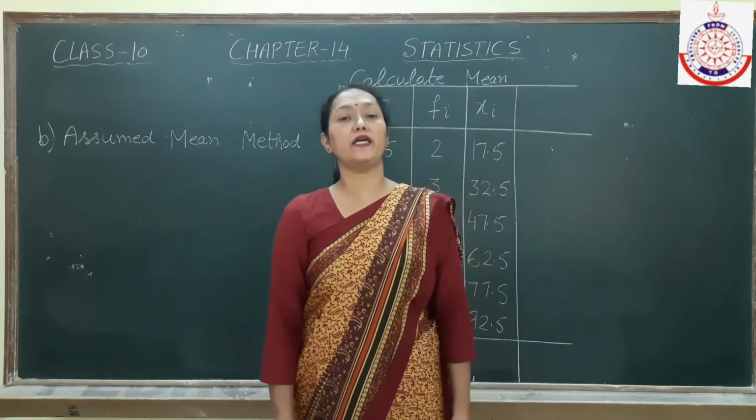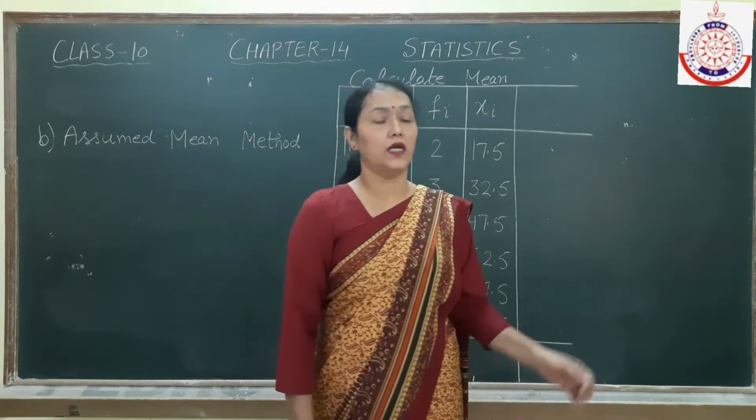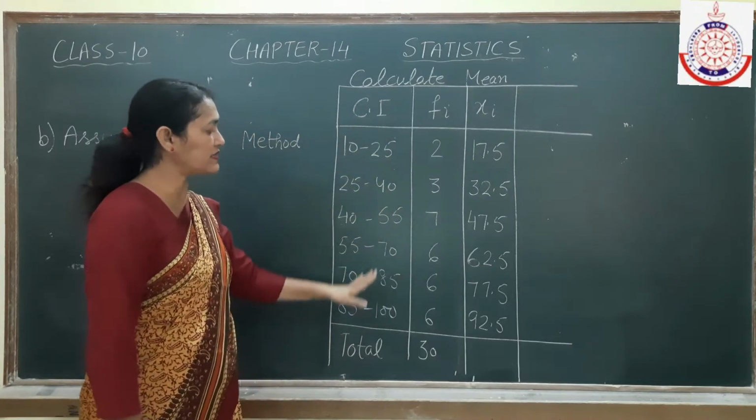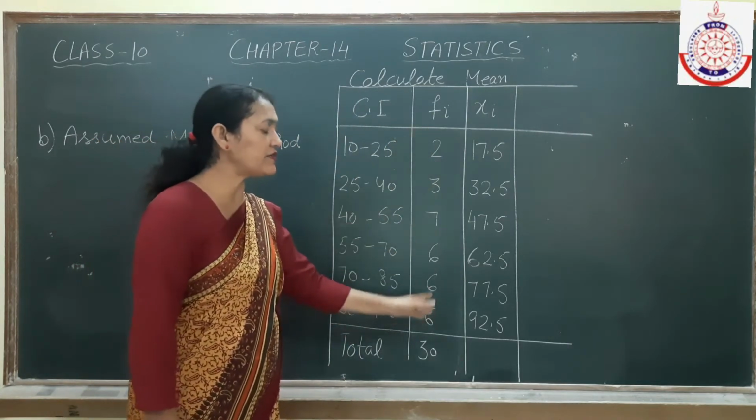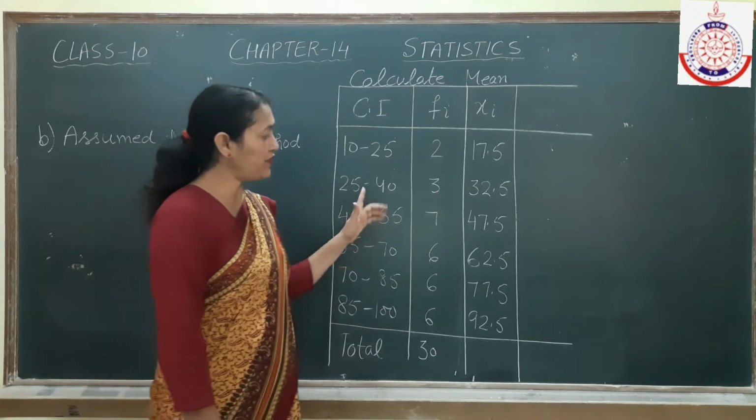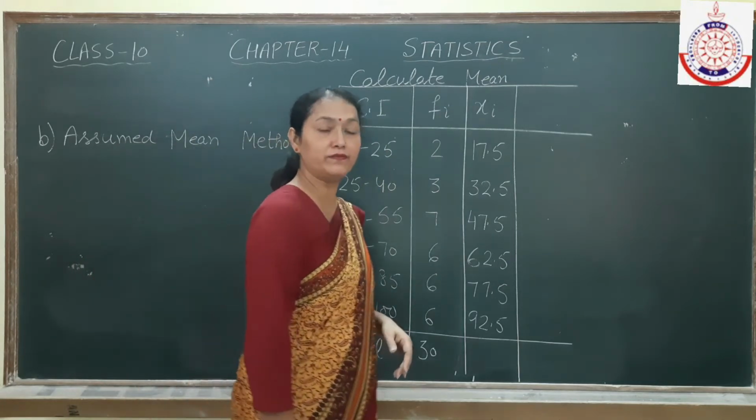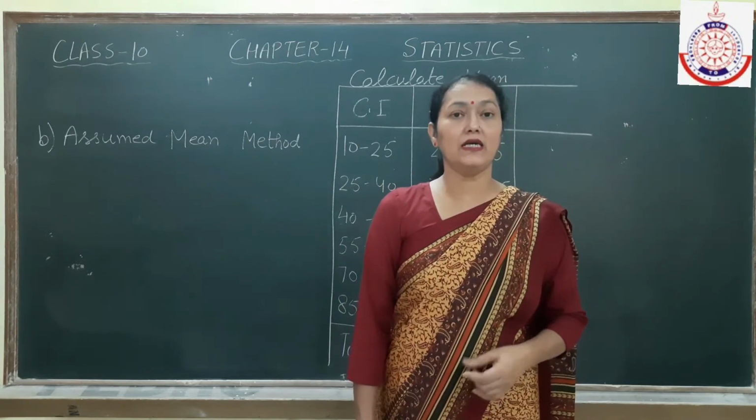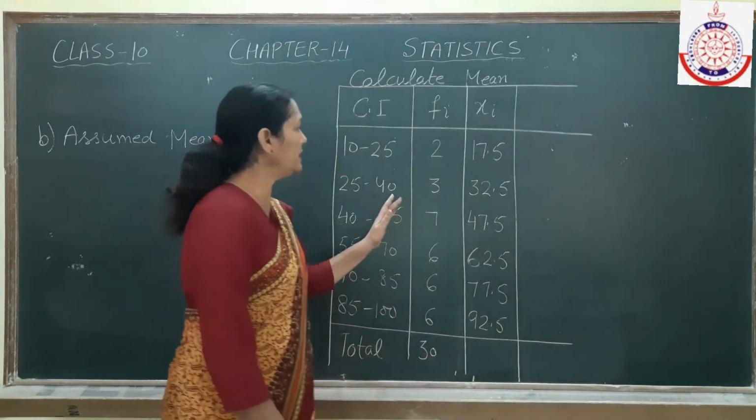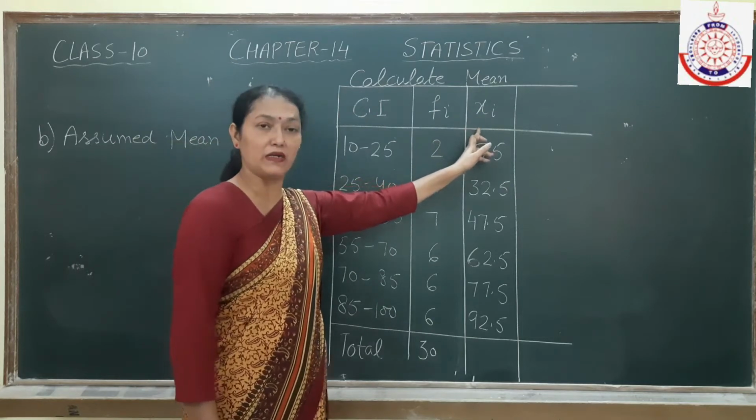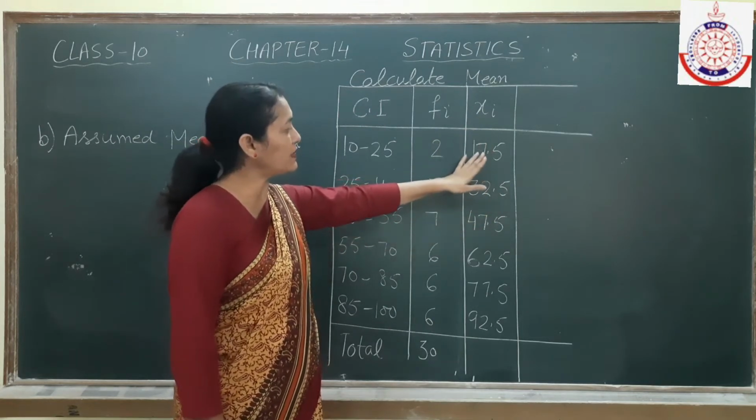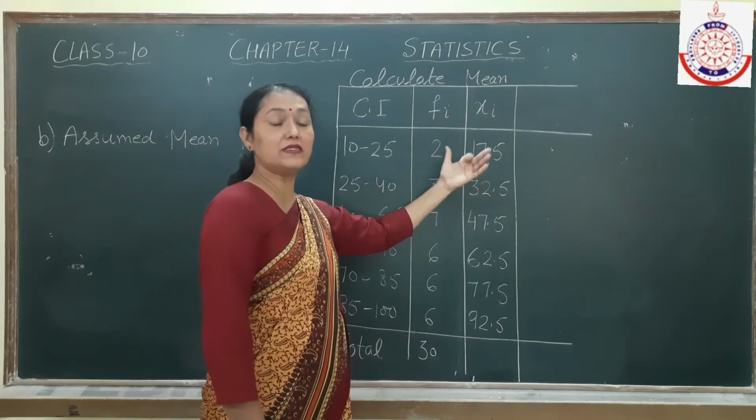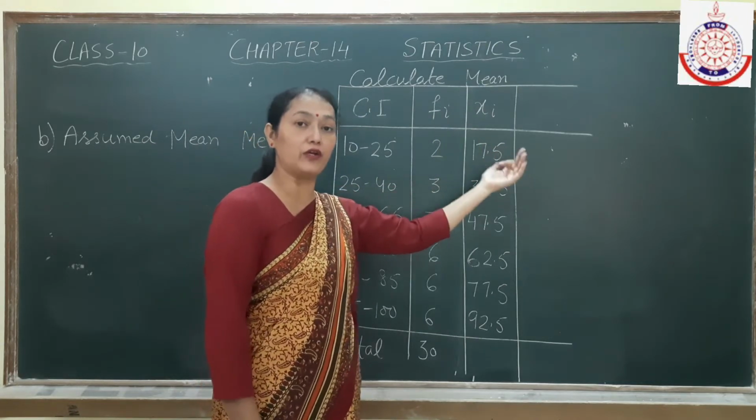The next method is assumed mean method. If they say calculate mean for the given data where class intervals are given to us and frequency is given to us, just now we have calculated mean for the same question by direct method. Then what is the need of assumed mean method? You must have seen here when I have calculated class mark, after finding class mark, I have to multiply fi and xi. It was time consuming and difficult also.